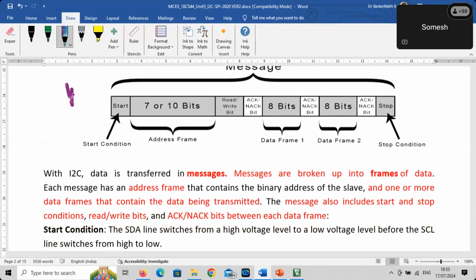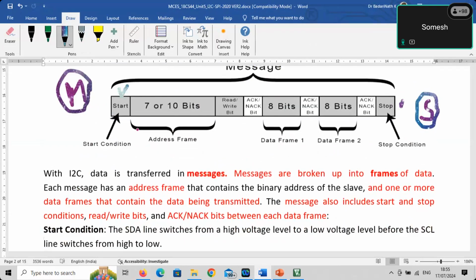So here a master is available. Now there is a slave on the other side. Any communication from the master to the slave happens through a message. First, every message should start with a start and end with a stop. The whole message is enclosed between the start and stop.